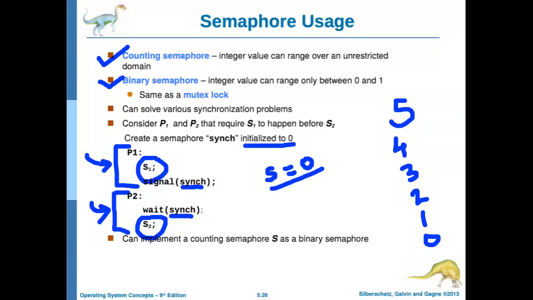Now because P2 is waiting, maybe the scheduler selects P1. Now P1 executes S1 first. S2 is not executed, it is waiting. And now P1 does signal on sync. Because of signal sync, the value of semaphore sync becomes 1 now, not 0. As soon as it becomes 1, the wait will be broken. P2 comes out of the wait loop and executes S2. That is how we synchronize. So S1 will be executed before S2.